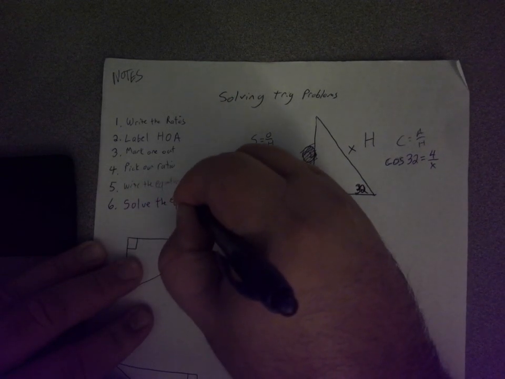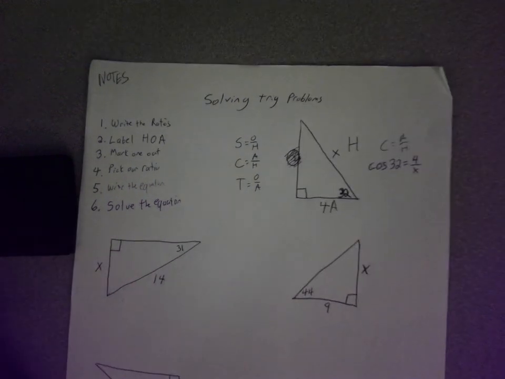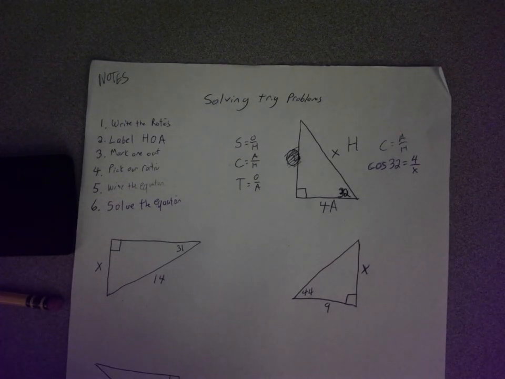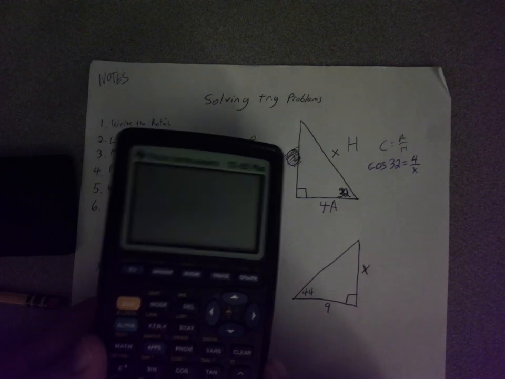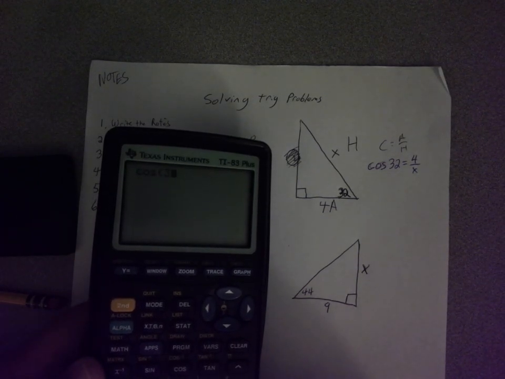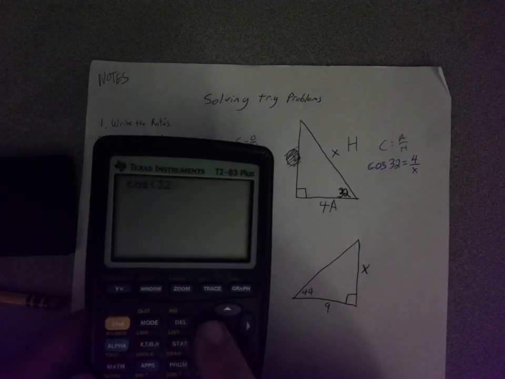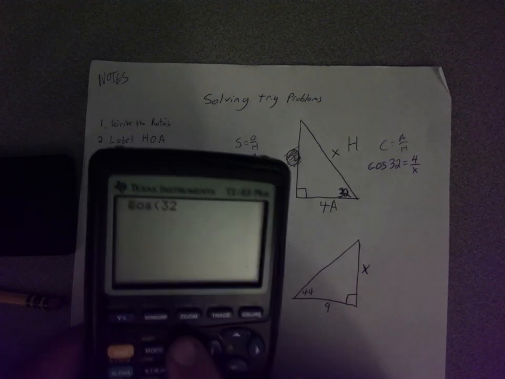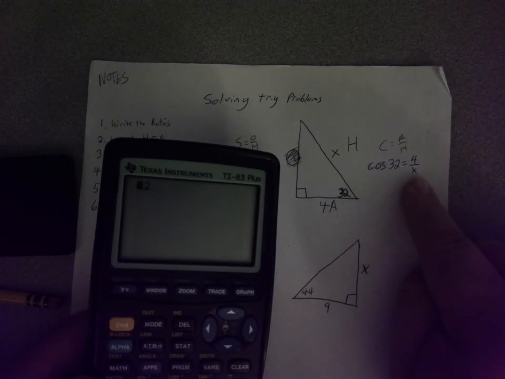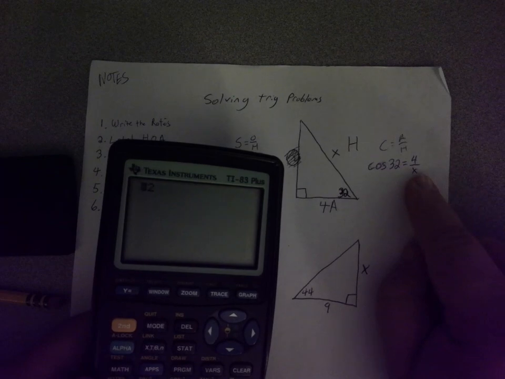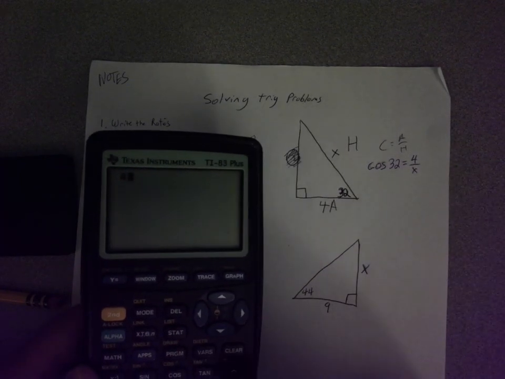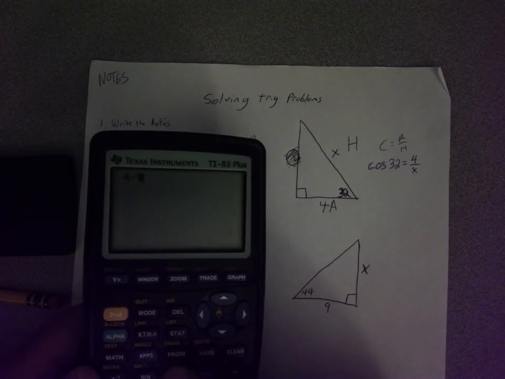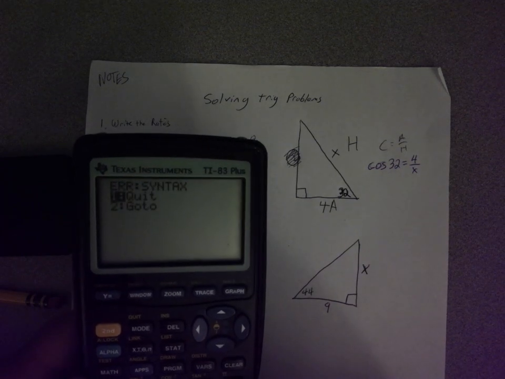You did this yesterday 100 times, or our last day of meeting. You did this 100 times. What you've got to do is turn your calculator on. You're going to type cosine of 32. No, you're not. Excuse me. I apologize. Where's my head? X is on the bottom, so you're going to have to divide. So you're going to type 4 divided by the cosine of 32.